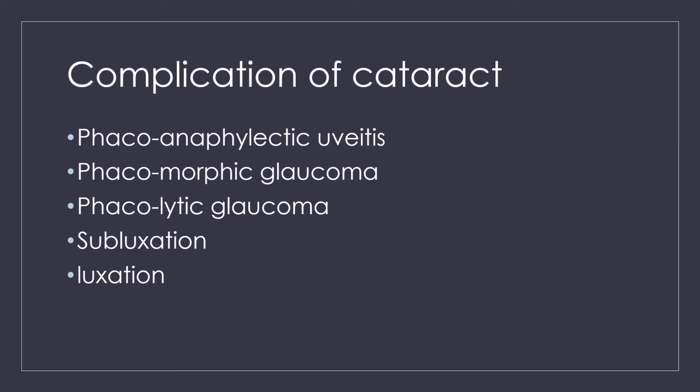Then with advanced degeneration of the cataract, the zonules also degenerate and the lens may subluxate or even totally dislocate, that is luxation. It may dislocate into the anterior chamber or into the vitreous.